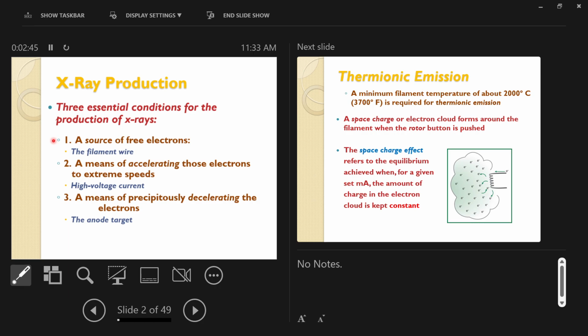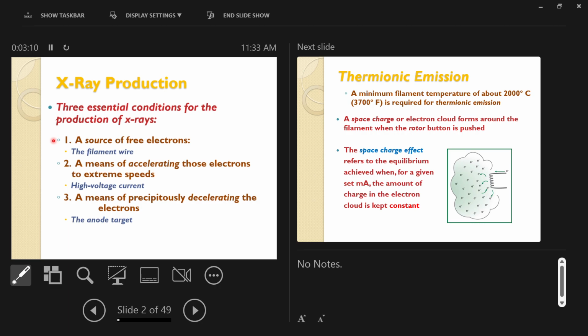The only difference is the water waves have to move through water, where electromagnetic waves don't need to move through a medium. They can travel through empty space. Electrons shake, electromagnetic waves happen, okay? So we need a source of electrons, right? The filament wire is our source of electrons.